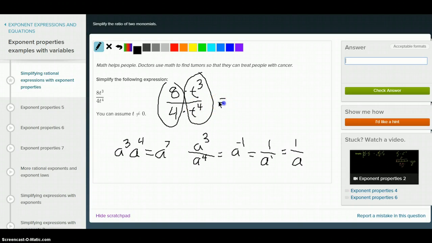Okay, so we put these two together and we have 8 over 4, which is 2, and then t to the third divided by t to the fourth, we went over that, that would be t to the negative 1, because 3 minus 4 is negative 1. And we can also rewrite that as 2 over t. We also went over that, because if you have a negative exponent, then you can just make the exponent positive, but move the whole base and exponent to the denominator. So 2 over t.